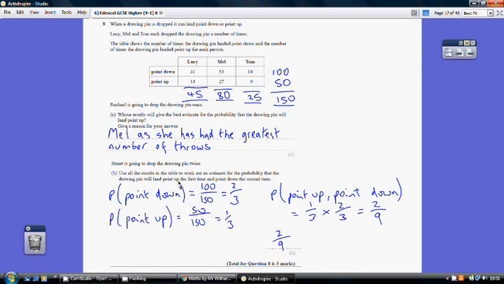Now the probability that the pin will point up the first time and point down the second time, so probability of point up and then point down, is the probability of point up, which is 1/3, multiplied by the probability of a point down, which is 2/3. Top times top, bottom times bottom, that gives us 2/9.